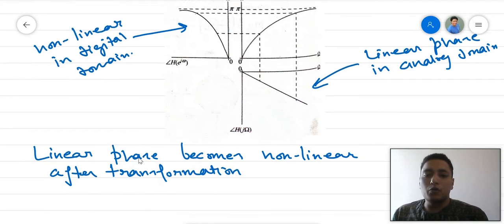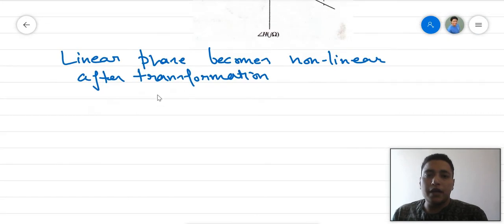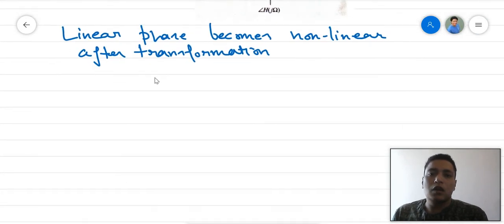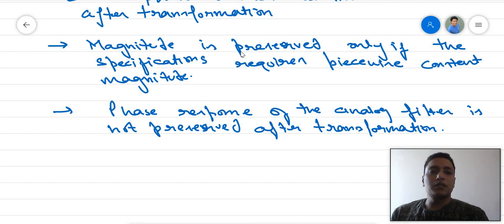Now we can conclude two points from this magnitude and phase response. Magnitude is preserved only if the specifications require piecewise constant magnitude. What does it mean? It means if we don't bother about the ripples in the passband and stop band, then magnitude is preserved. But if we bother about the ripples, then magnitude is not preserved in this transformation.